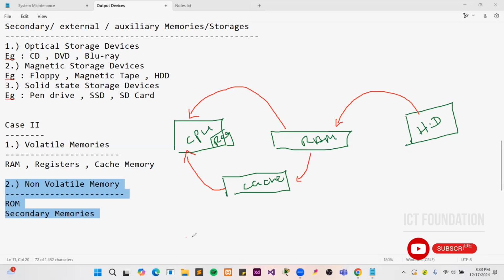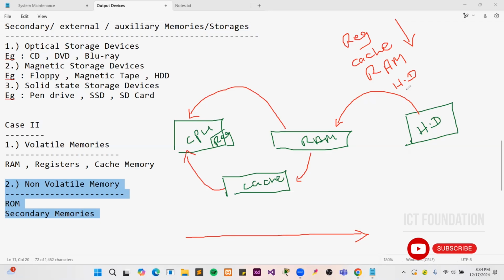From the CPU to the farthest locations, the speed is reduced. Here, the register has higher speed than the other memories. After the register, the cache memory has high speed. After the cache memory, the RAM has high speed. After the RAM, the hard disk has high speed. So this is the decreasing order of speed: register, cache memory, RAM, hard disk.